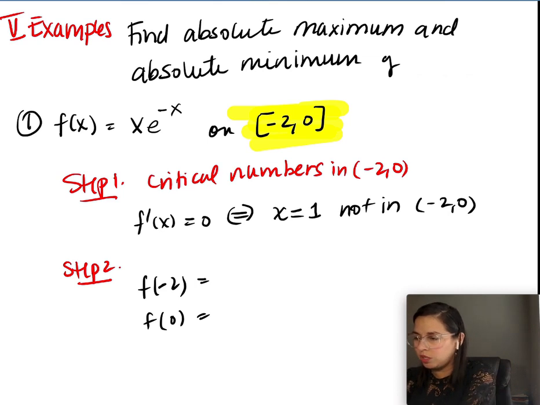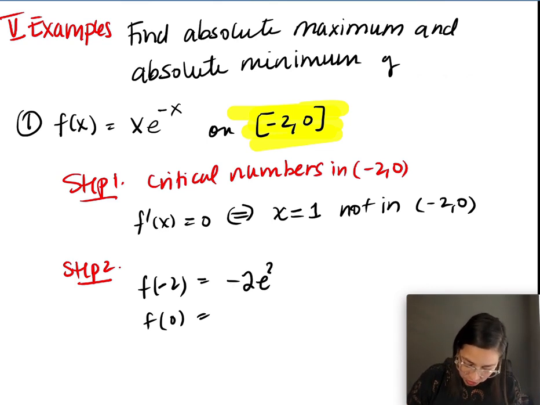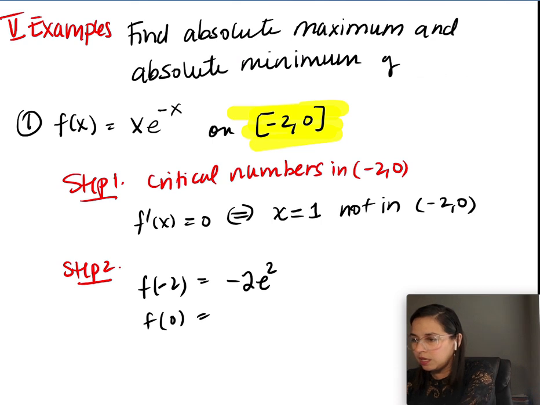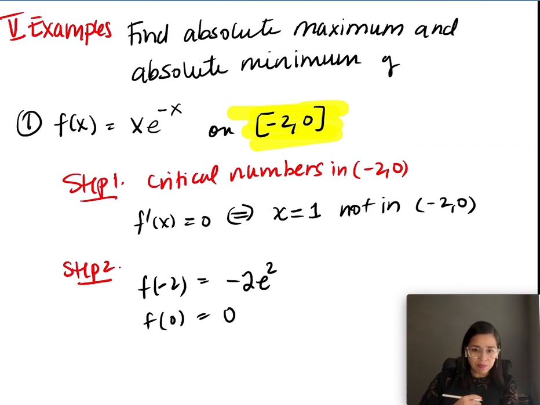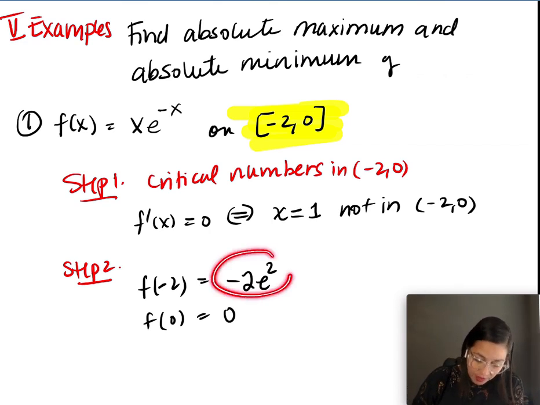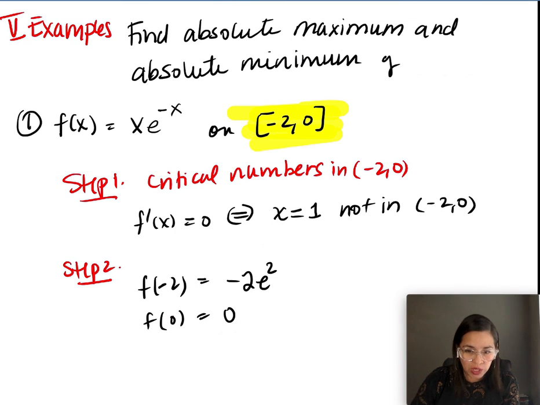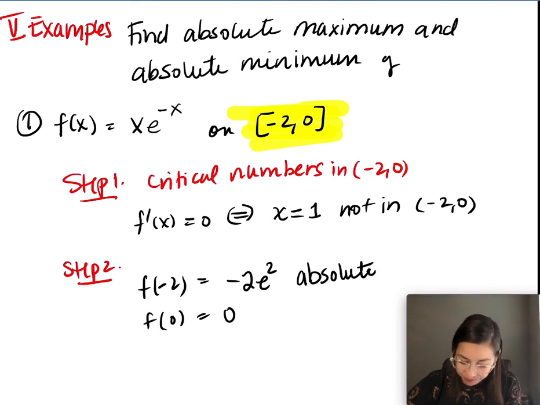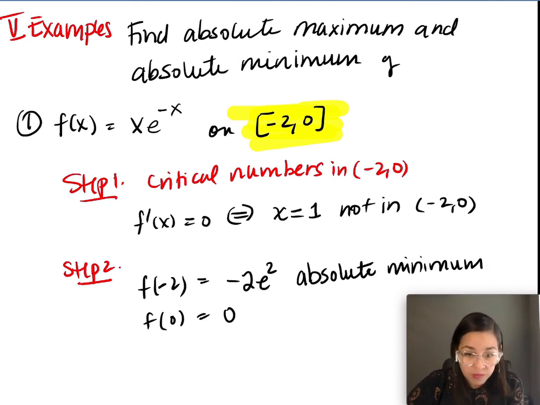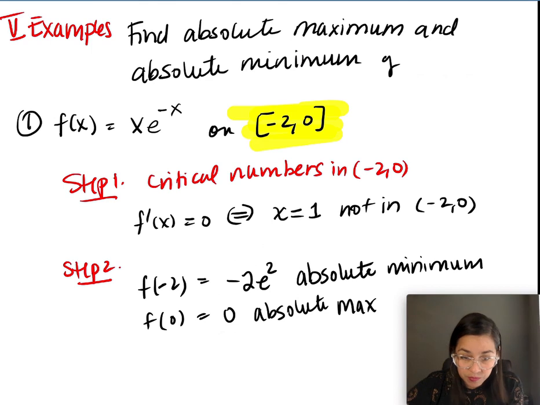So let's see. My function evaluated at -2, I get -2e squared, and then I get 0. So this is a negative number, so that's smaller than this. That tells me then that -2e squared is my absolute minimum, and 0 is the absolute maximum in this interval.